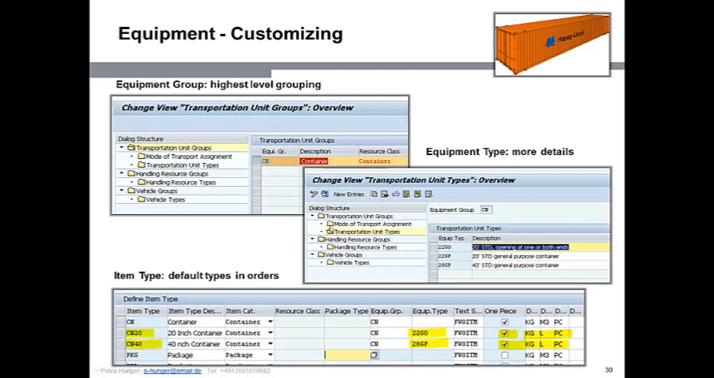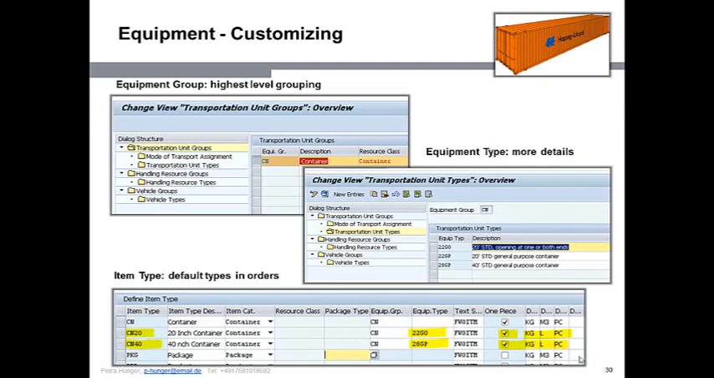So in addition, in relation to this, the customizing that's interesting is the default types in the order. So you can have item type simply container, and then you can default the equipment group CN, container, or you could also specify an item type in the forwarding order, which is CN20, and you could default 20-inch containers directly.